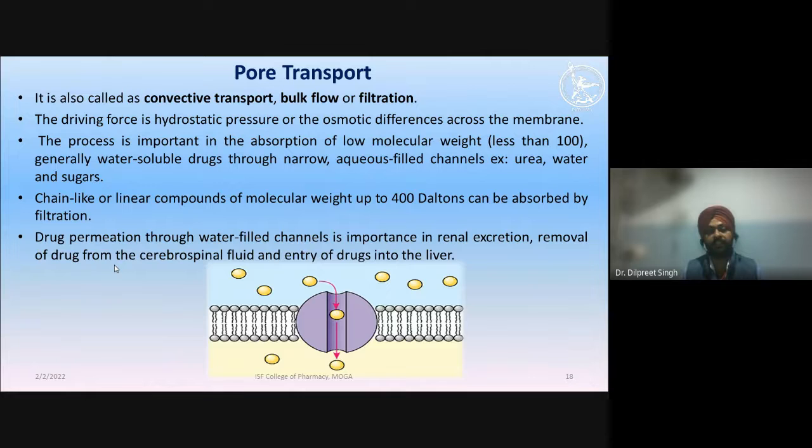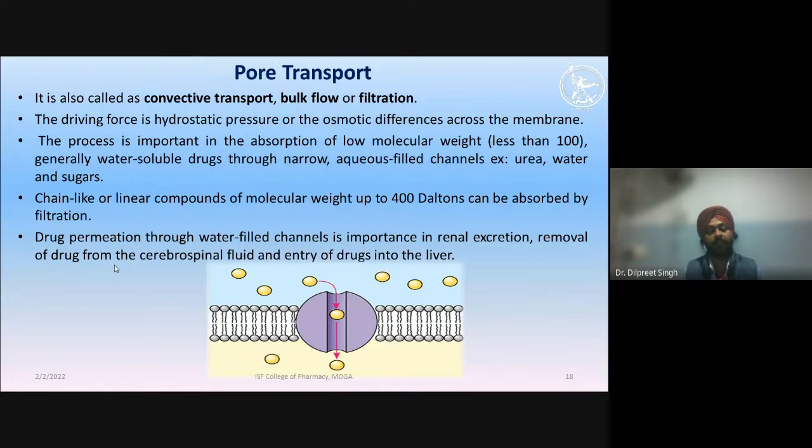The water-filled channel, basically the aqueous pore channels, is surrounded by the tight junctions, which have prime importance in renal excretion, or what we call the removal of the drug from the CSF, that is cerebrospinal fluid. It is also able to prevent the entry of drugs into the liver, preventing first pass metabolism. So, regardless of this application in pore transport, water-filled channels have a variety of applications in preventing the drug from degradation.